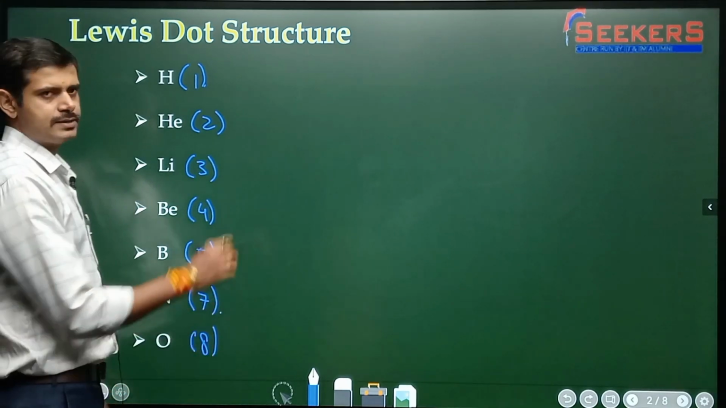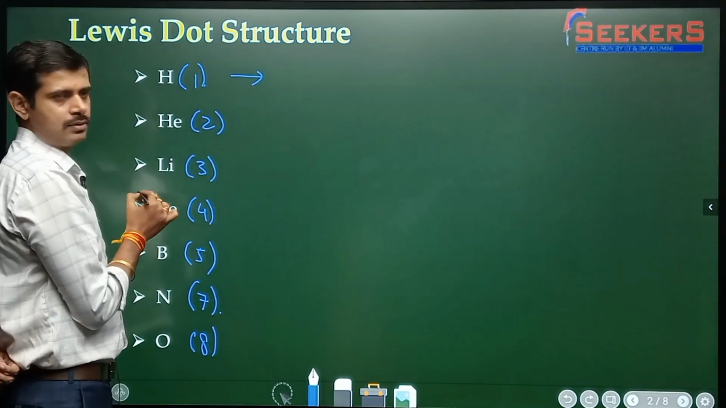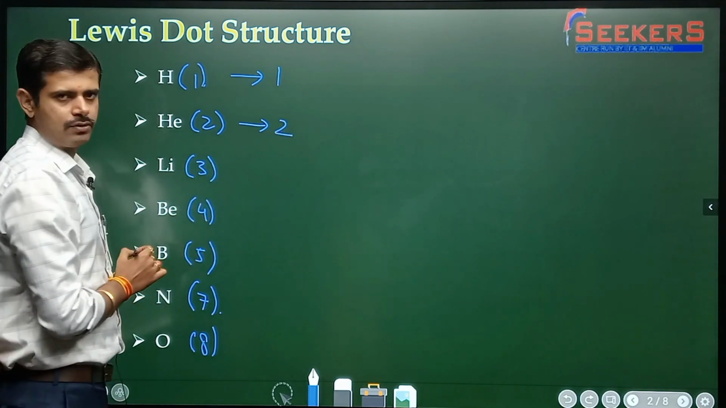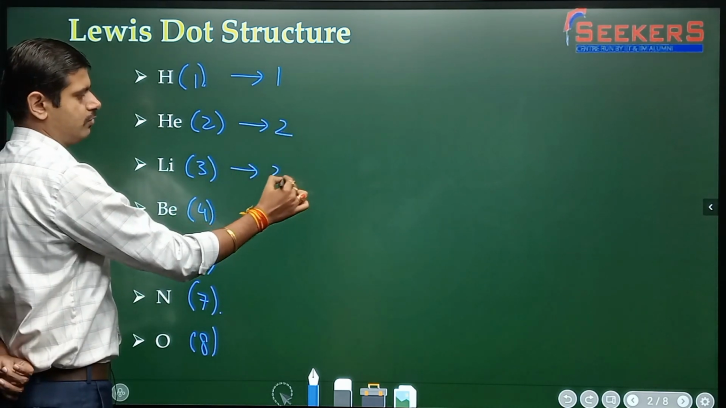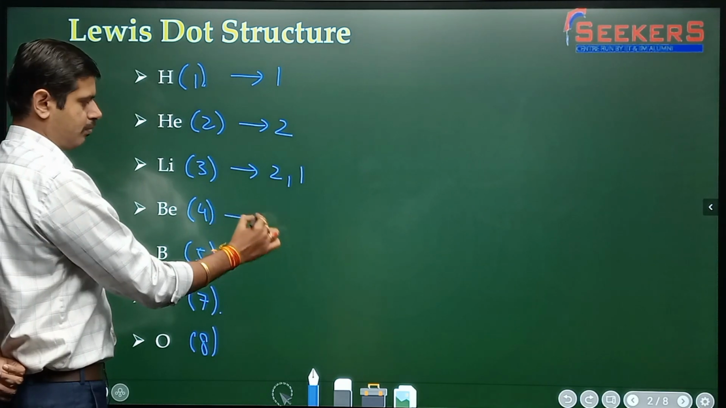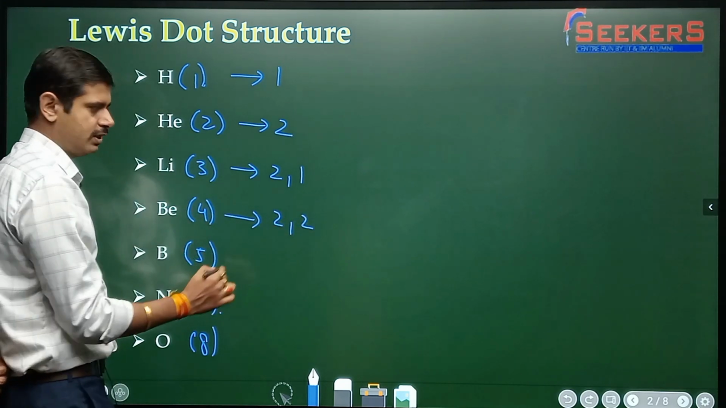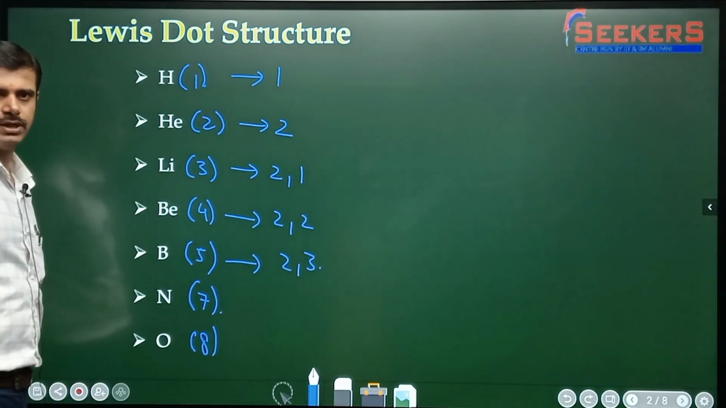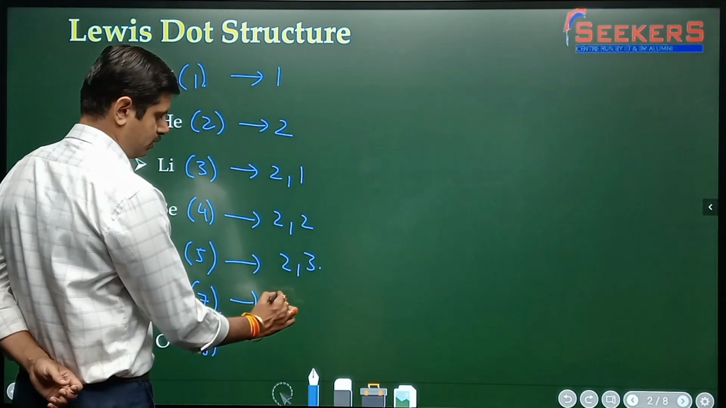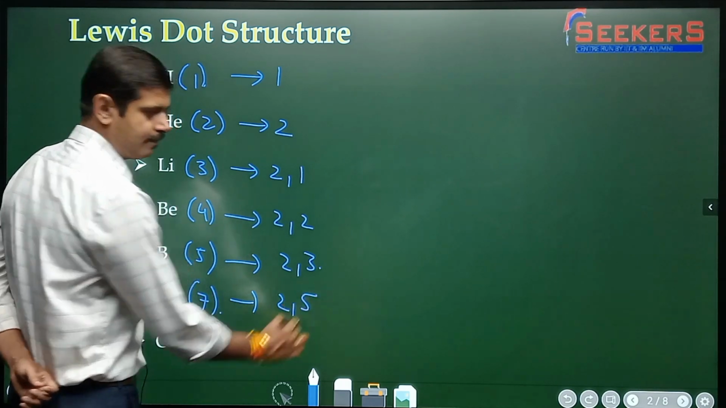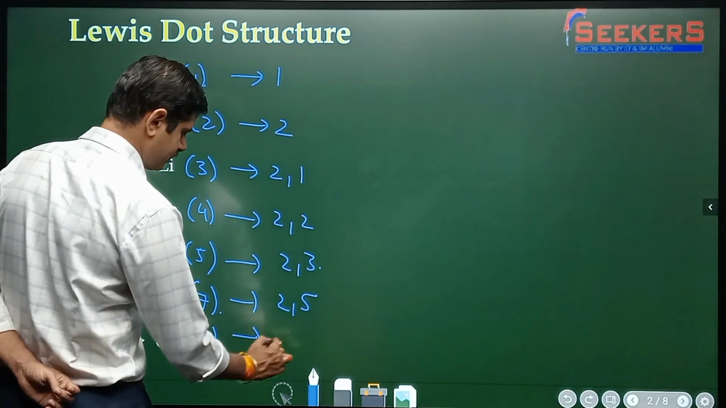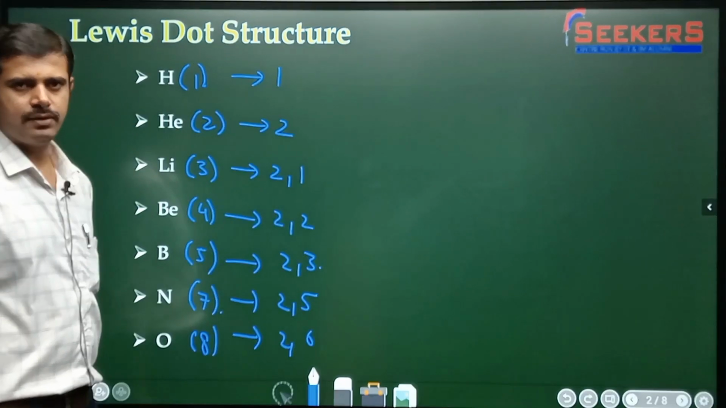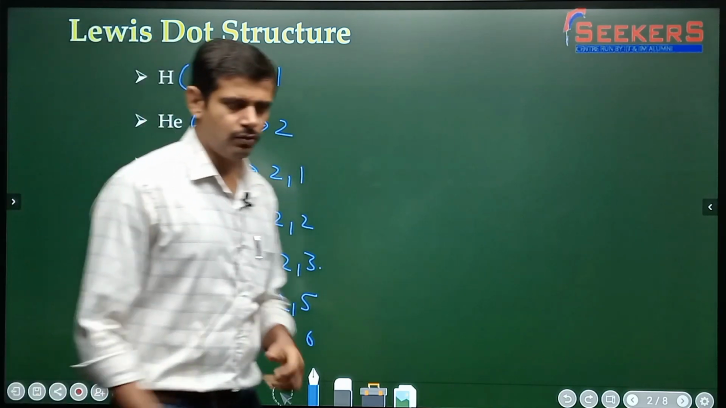See what we'll do, we'll write the electronic configuration. In hydrogen, first shell, 1 electron will come. In helium, first shell, 2 electrons. Lithium, first shell 2 electrons, second shell 1 electron. Beryllium, first shell 2, second shell 2. Boron, first shell 2, second shell 3. Nitrogen, first shell 2, second shell 5. Oxygen, first shell 2, second shell 6. Is it clear?